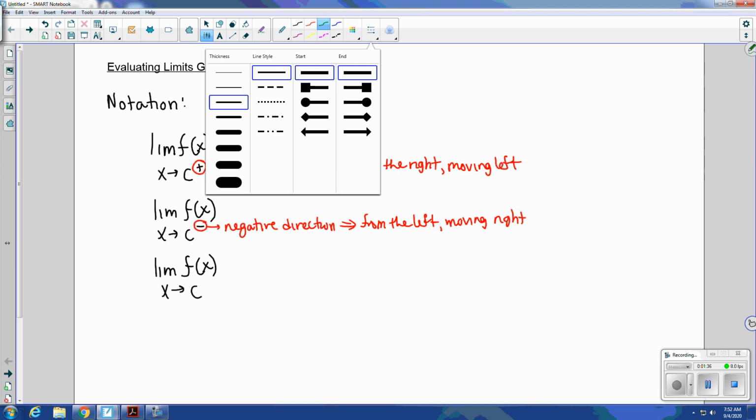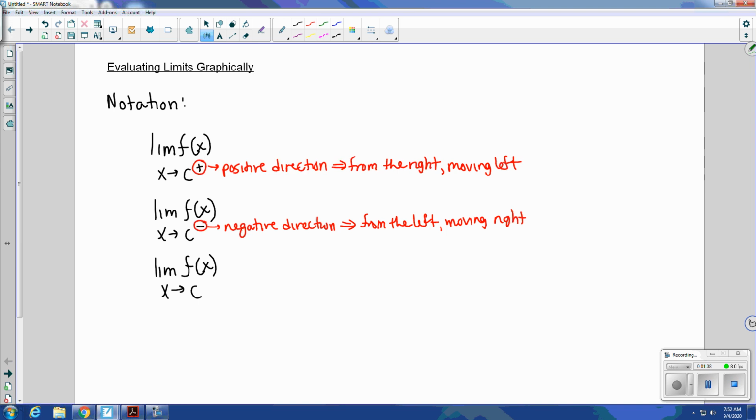So just a quick aside. In terms of positive and negative directions, imagine you have your number line with its origin. We have our positive numbers to the right and our negative numbers to the left. So when it says from this positive direction, we're coming from the right and we're moving towards that value c in a leftward fashion. And the parallel to that on the other side is if we're coming from this negative direction and we're moving towards some value c, that would be from the left moving right.